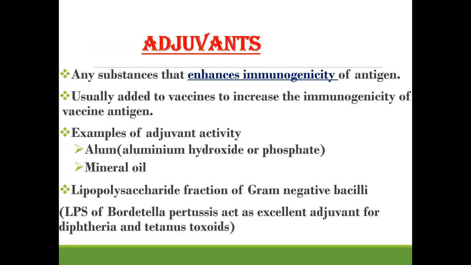Adjuvants. Adjuvants are substances that enhance the immunogenicity of an antigen. They are usually added to vaccine to increase the immunogenicity of vaccine antigen. Examples of adjuvants are alum and mineral oil. Lipopolysaccharide fraction of gram-negative bacilli also serves as an excellent adjuvant. LPS of Bordetella pertussis is an excellent adjuvant for diphtheria and tetanus toxoids.